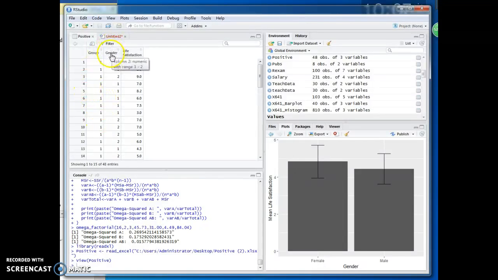And another independent variable is gender. The 1 represents female, and the 2 represents male. And this is the life satisfaction score they have, the score they got after reading the books.